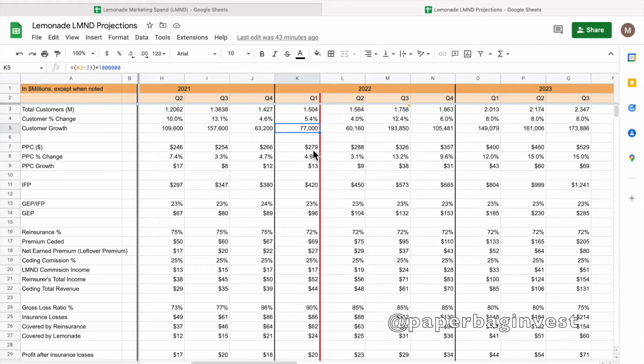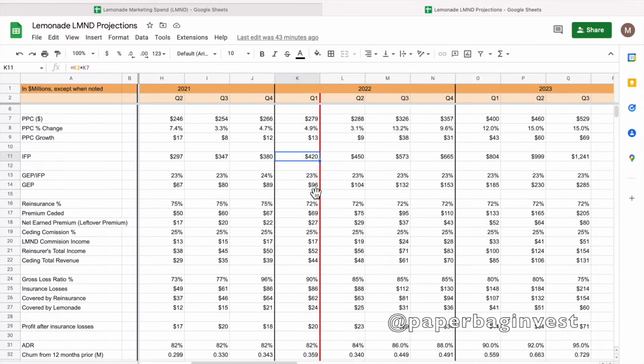Premium per customer, we're at $279 per customer, and I also have the quarter over quarter percent change, so we're at 4.9%. Then you get your in-force premium, which is just your total number of customers times your premium per customer. You have $420 million of in-force premium.